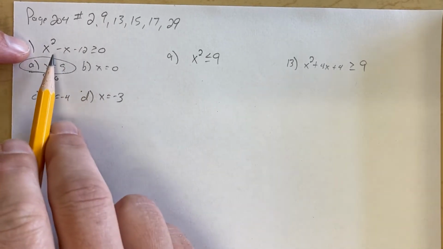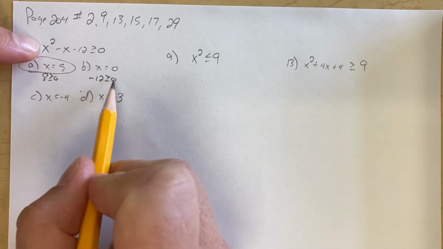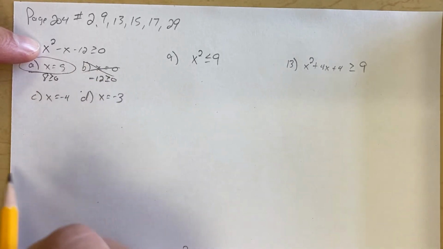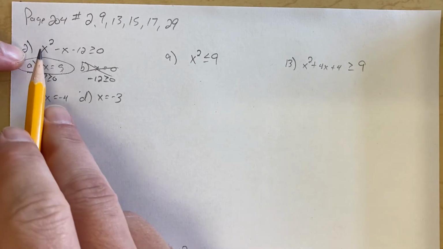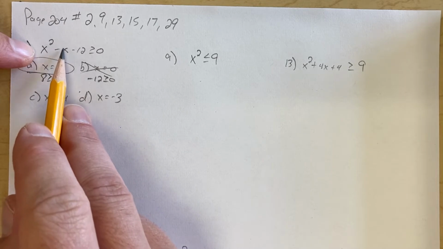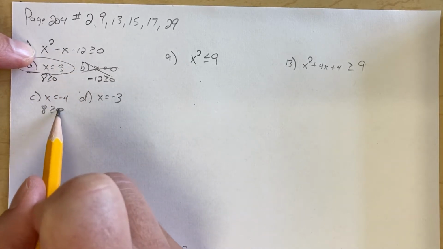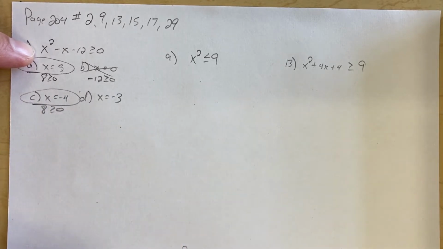If I put 0 in, 0 minus 12, that's negative 12. Is negative 12 greater than 0? The answer is no. Put negative 4 in, negative 4 squared, 16. Minus negative 4 would be 20. 20 minus 12 would give us 8. 8 greater than or equal to 0, the answer is yes.